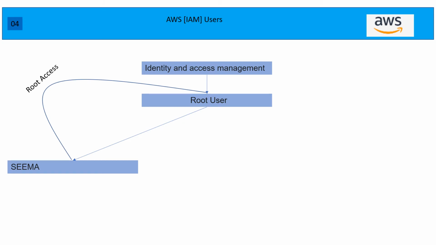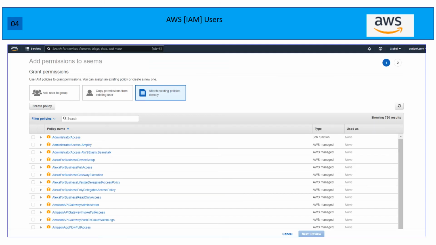Going back to our scenario, we want to give Seema root access. So I need to make Seema an administrator and give the rights for the administration. So on the user Seema, when you click on the user, you see the option you can add this user to a particular group. You can copy permissions from any existing user, or you can attach policies directly to the user. Since this is an individual account, I have not created any group, so let's add policies.